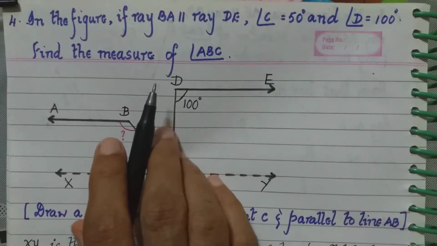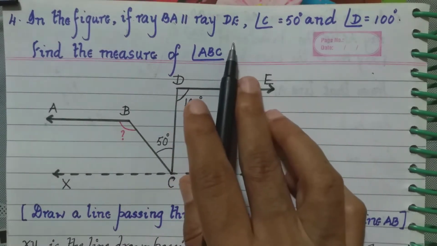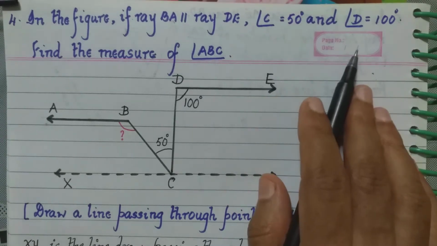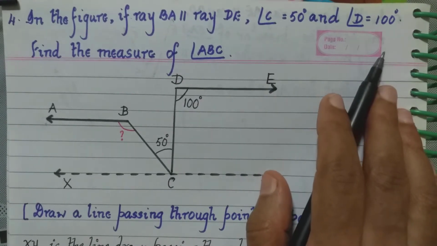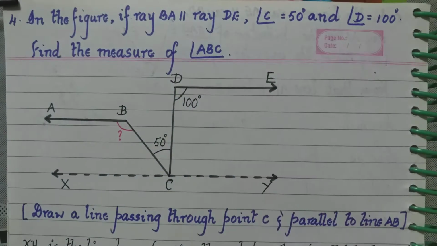Question 4. In the figure, if ray BA is parallel to ray DE, angle C equals 50 degrees and angle D equals 100 degrees, find the measure of angle ABC.